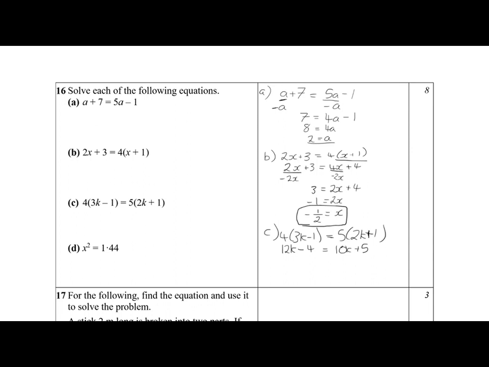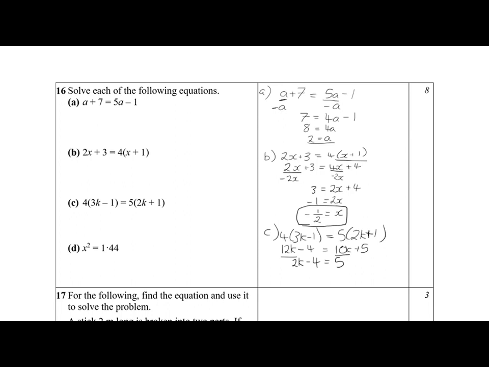What's the smaller amount of k's? Well, there's 10 on the right, 12 on the left. 10 is smaller, so we're going to take away 10 from both sides. So to save space, 12k minus 10k is 2k. The minus 4 isn't affected. So 2k minus 4 is equal to just the 5.